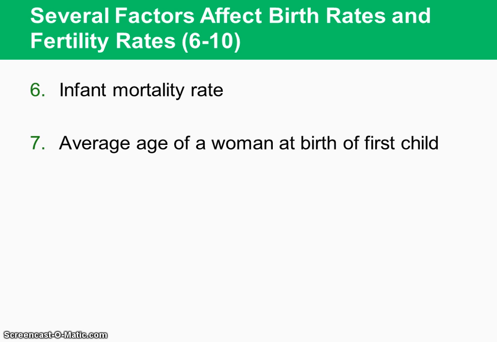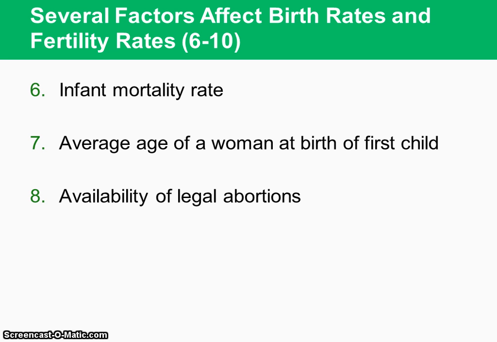Average age of a woman at the birth of her first child. This one is pretty obvious too. The sooner you start, the more you're gonna have. Women who put off having their first child until age 30 or further are only going to have 2 to 3 kids. If you start having children at age 19 or 20, it's potential for having a lot more children.